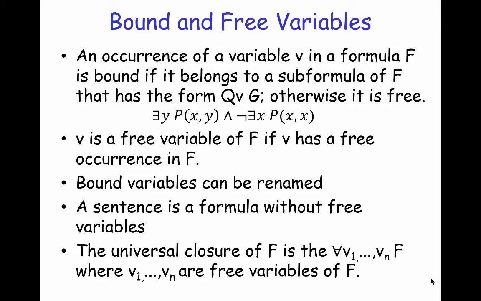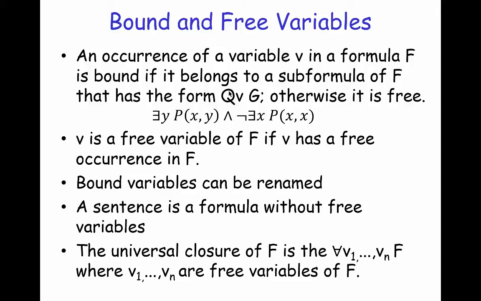So first we define when we say an occurrence of a variable v in a formula is bound or free. The definition says if you can find that the occurrence belongs to some subformula that has the form of Q v G, where Q is a quantifier, for all or there exists, then this occurrence is bound. In other words, if v is in the scope of this quantifier that has the same v as a quantified variable, then the occurrence is bound. Otherwise, the occurrence is free.